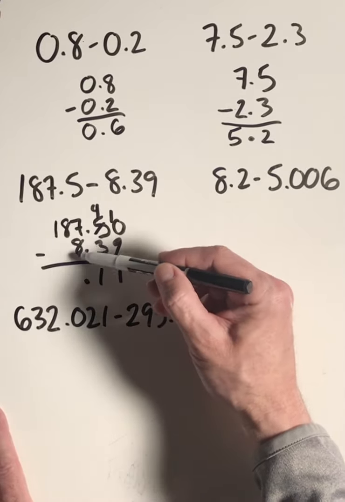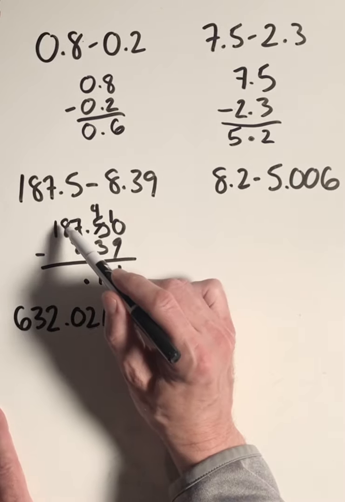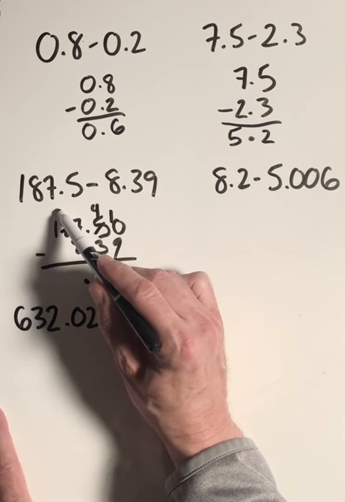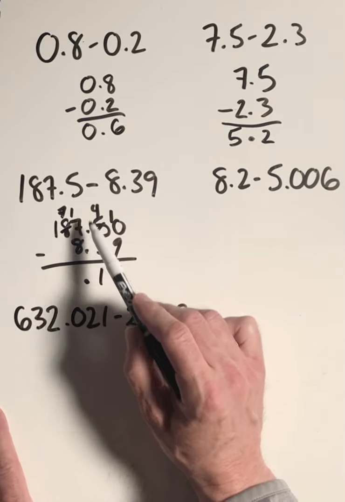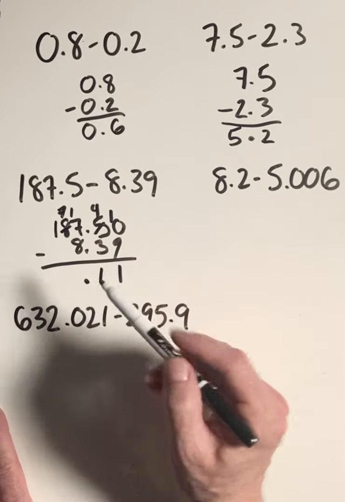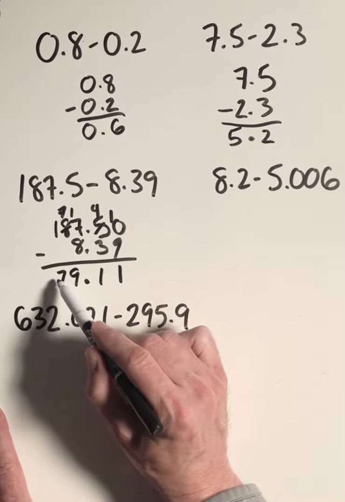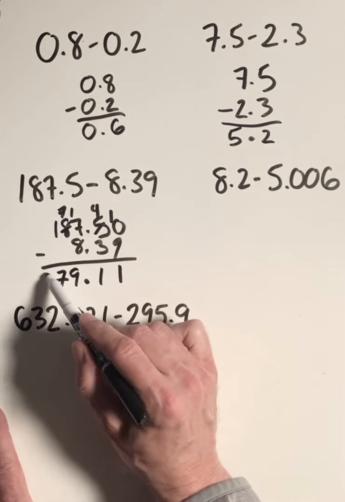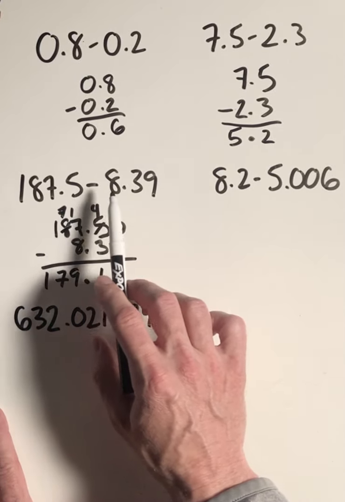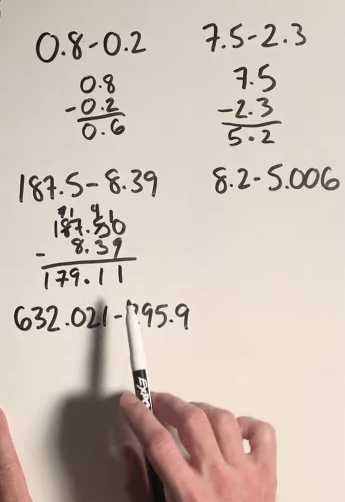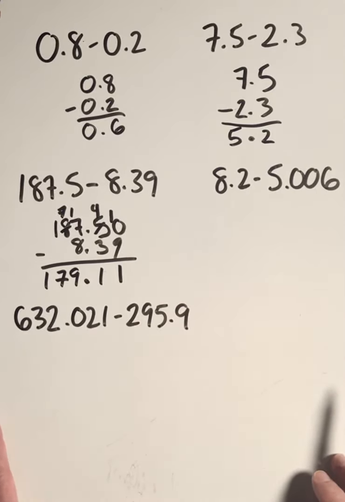7 minus 8. I can't take 8 away from 7. I can only take 8 away from something more than 8. So I'm going to borrow a 1 from here, turning this 8 into a 7. And this 7 now becomes 17. I've borrowed 10. 17 minus 8 is 9. 7 minus nothing is 7. And 1 minus nothing is 1. So 187 and 5/10 minus 8 and 39 100ths equals 179 and 11 100ths.